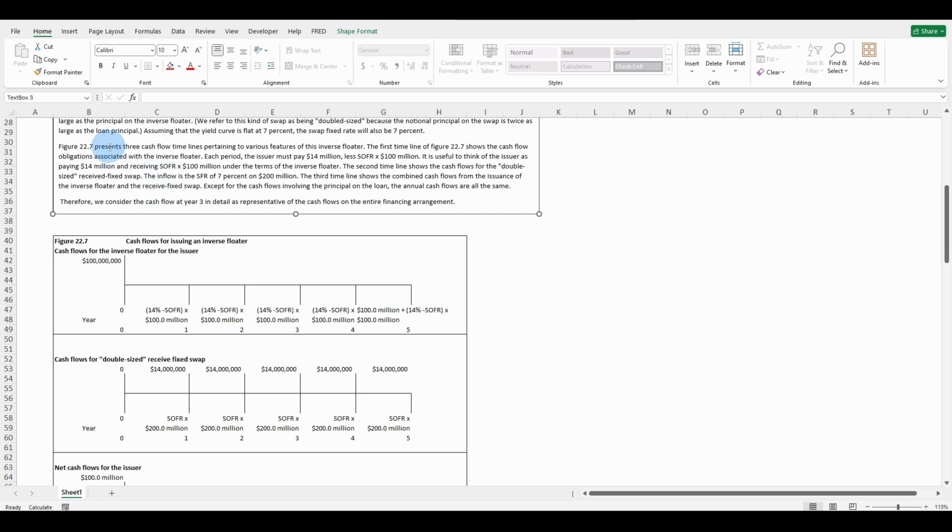Figure 22.7 presents 3 cash flow timelines pertaining to various features of this inverse floater. The first timeline of Figure 22.7 shows the cash flow obligations associated with the inverse floater.